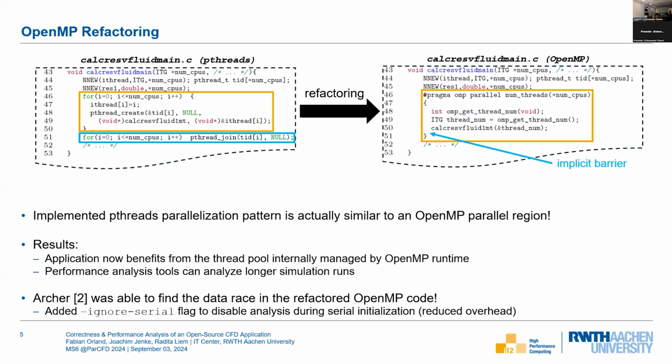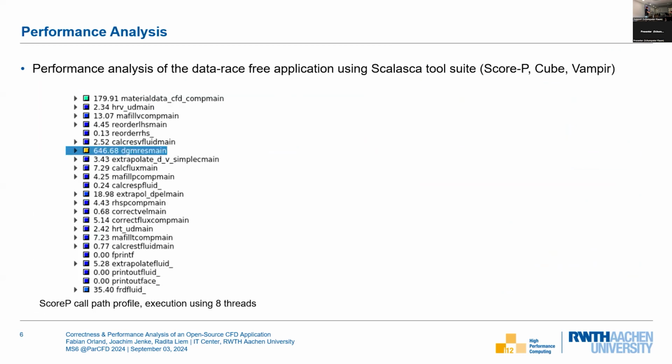And in addition, our group is also developing a tool called Archer, which is, let's say, an extension to thread sanitizer, such that thread sanitizer can understand these OpenMP parallel constructs, how they implement synchronization semantics and so on. And also with Archer, we were able to detect the same data race as before. And then now that we had a data race free application, we can finally conduct our performance analysis that we wanted to do in the first place.